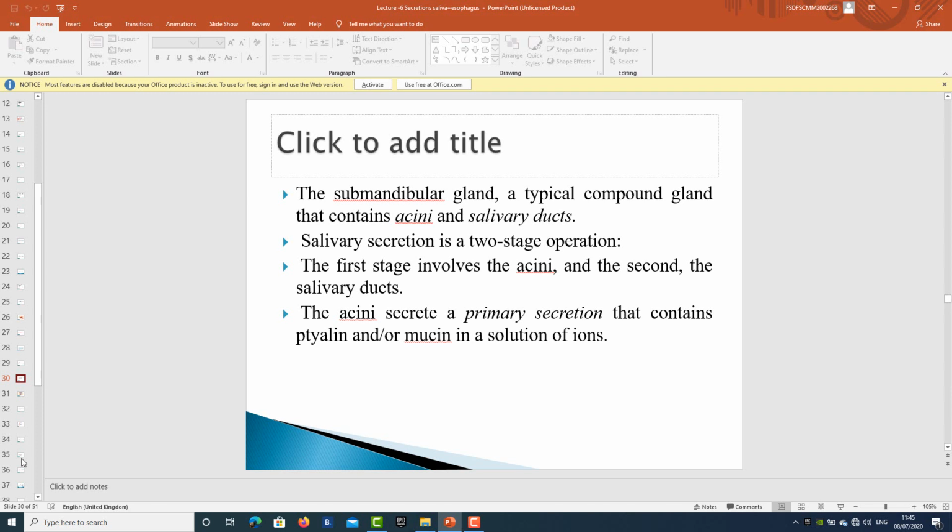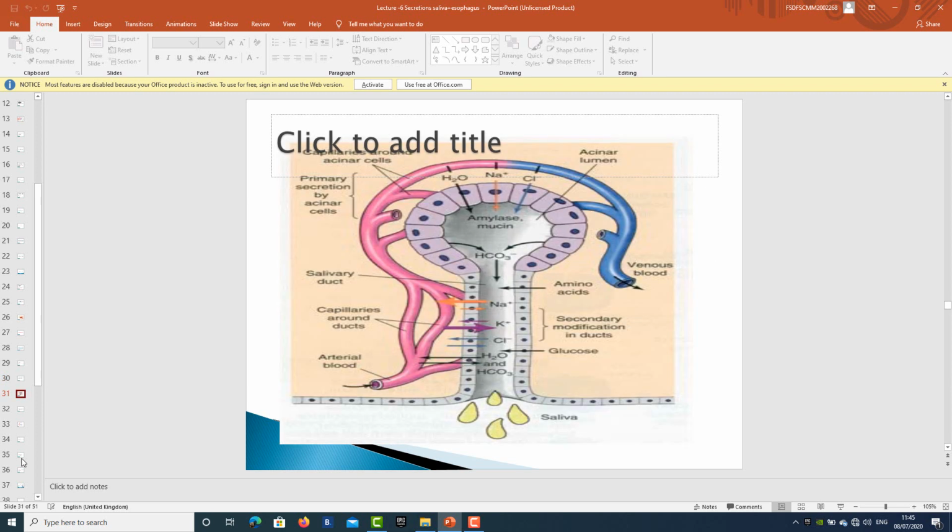The submandibular gland is a typical compound gland which contains acini and salivary ducts. The salivary secretion is a two-stage operation. The first stage involves the acini, and the second, the salivary ducts. The acini secrete the primary secretions that contain ptyalin or mucin in a solution of ions. See how there is production of secretions going on.